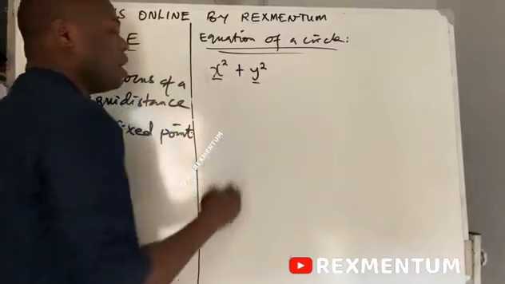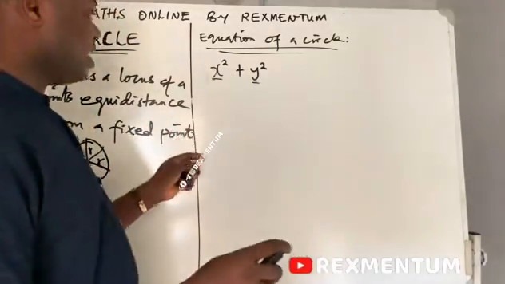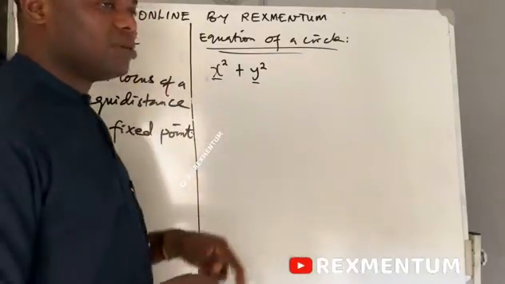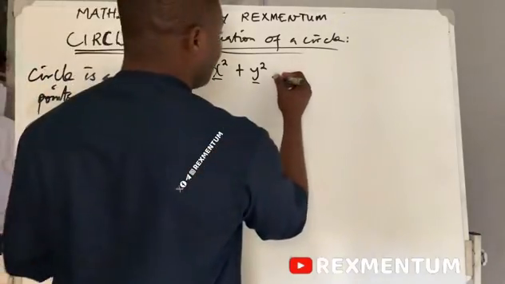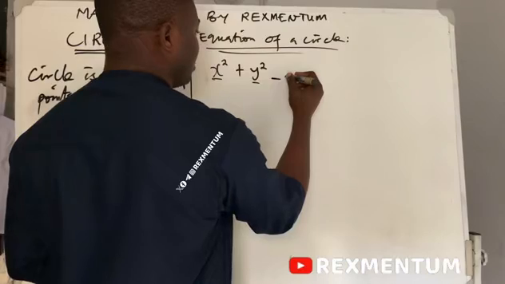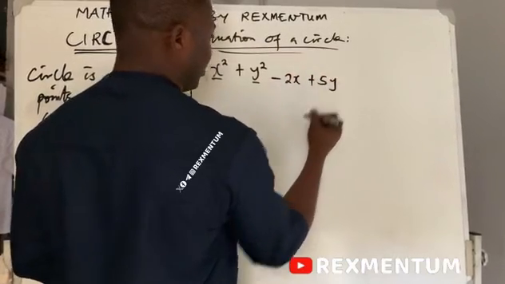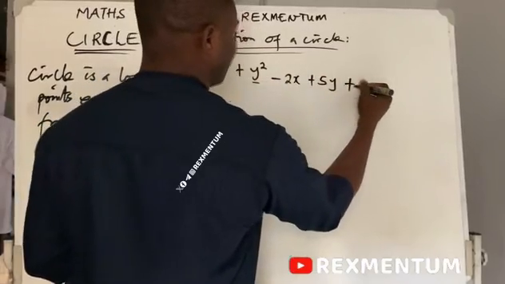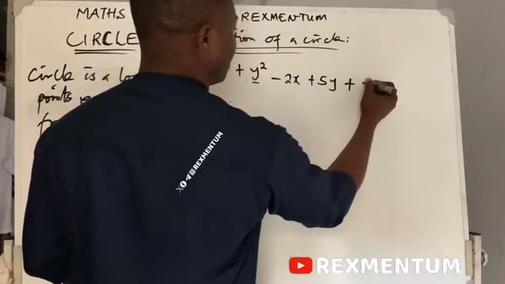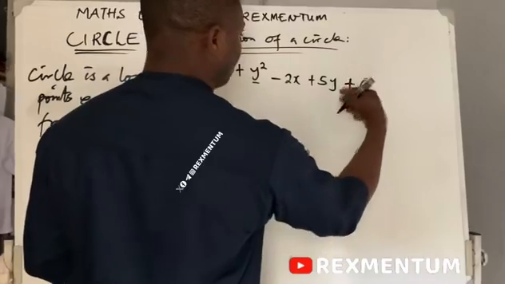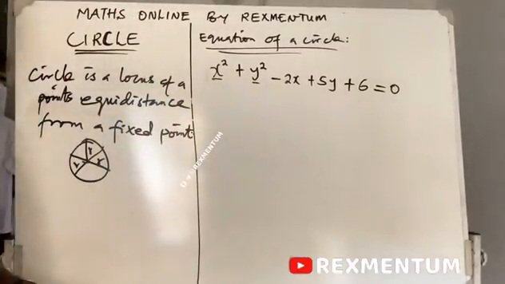So an equation of circle is an equation that is quadratic in both x and y variable, and there must be positive sign in between them. Another wonderful point, outside the quadratic terms, you can have something like minus 2x plus 5y, then plus your constant. At times there may be a constant, there may not be, let's say plus 6. It can be plus or minus, equal to 0. This is an equation of circle.